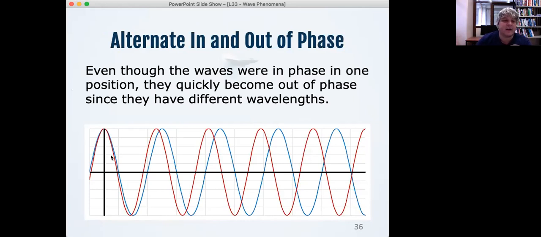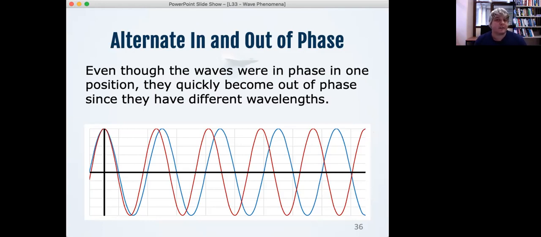You can see here that after 1, 2, 3, 4, 5 red wavelengths, we've only gone 4.5 blue wavelengths. So we're now perfectly out of phase after 5 red wavelengths, which is only 4.5 blue wavelengths. So that's a reasonable difference in wavelengths. You can imagine the same thing would occur if you had waves that were closer. It might take 50 red wavelengths and you might only do 49.5 blue ones in that time. So it would take more wavelengths, but the same thing would still eventually happen.